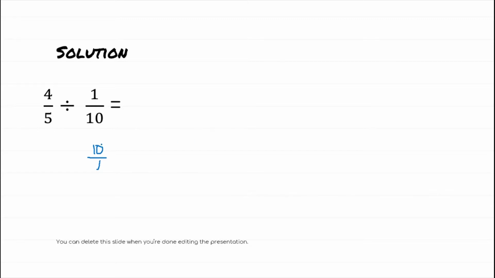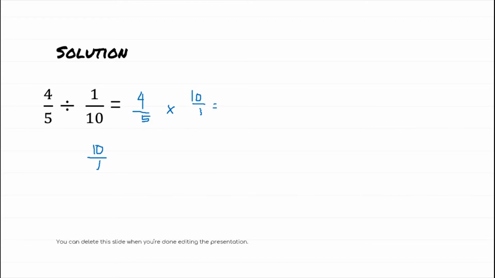Okay, now after we put the second fraction in reciprocal form, the division will become multiplication. So let's write this one. We have 4/5, and we're going to put 1/10 in reciprocal. That will be 10/1. And from division, we will convert that into multiplication.